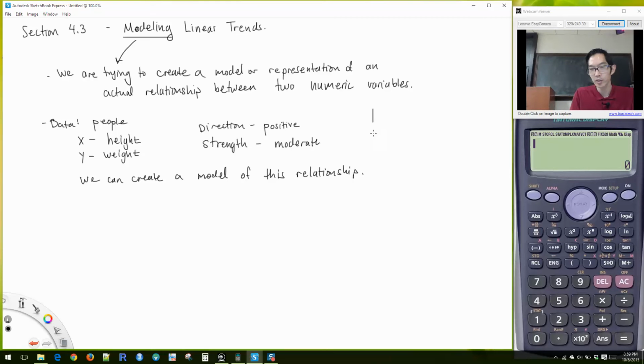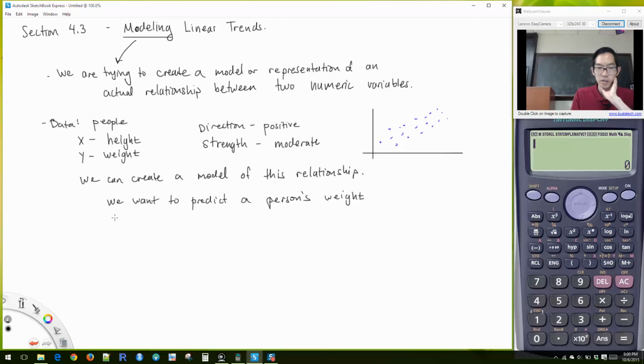Maybe I should just draw some fake data here with some spread. So we're going to have a positive relationship, but there's going to be some spread here. So we can create a model of this relationship. And what we're going to do is predict the weight of someone, a person's weight, based on the person's height.